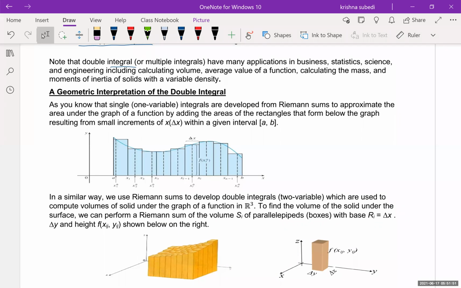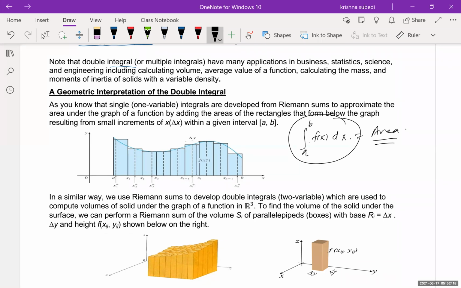Notice that the integral of a function of one variable, for example the integral from a to b of f of x dx, represents the area under the curve from a to b. And how we developed this idea is by using the Riemann sum.